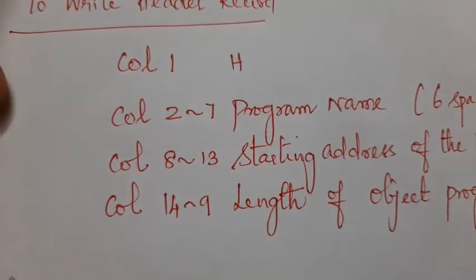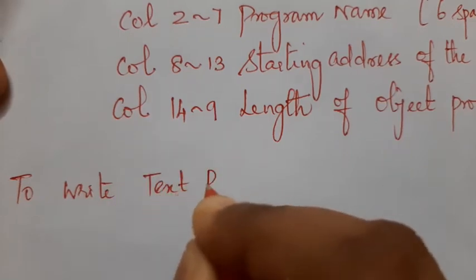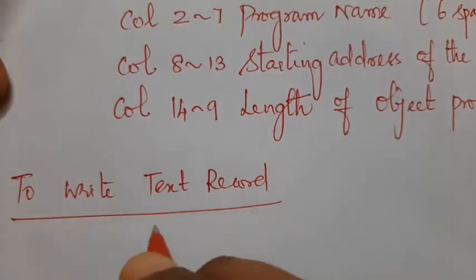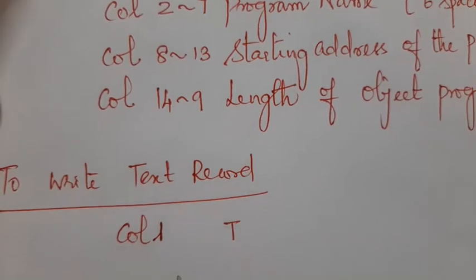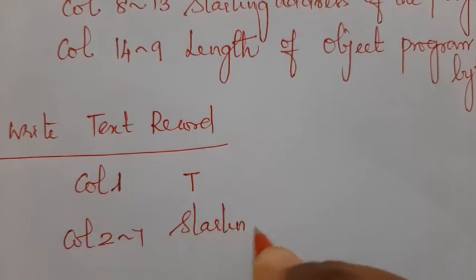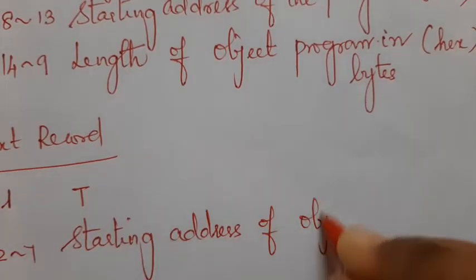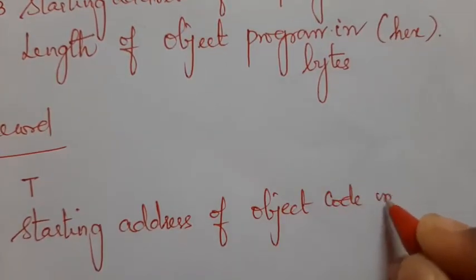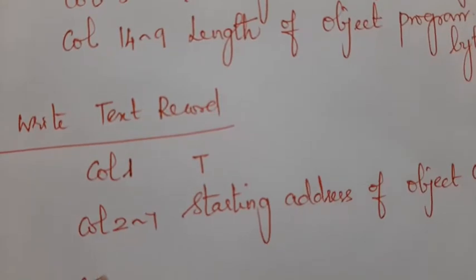Second one is the text record. To write a text record, we have to follow these things. Column 1 should be the heading text T. Column 2 to 7, starting address of object code in this record. Okay, and this should be in hexadecimal format. Everything is in hexadecimal format, but I am just specifying that.